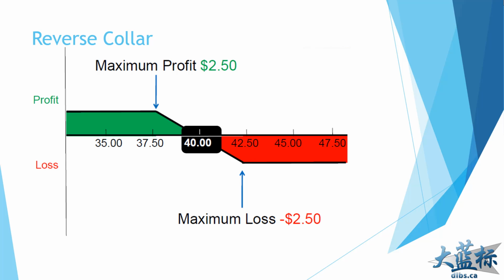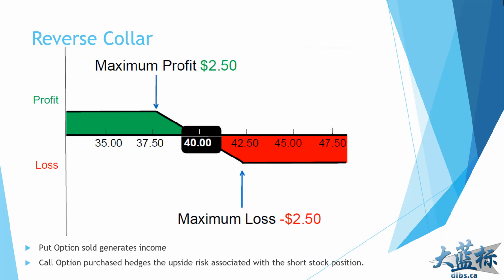And here's basically showing the put option capturing the 250 in profit and protecting you on the other side as a hedge. So put option sold generates income, and a call option purchase hedges the upside risk associated with shorting the stock.